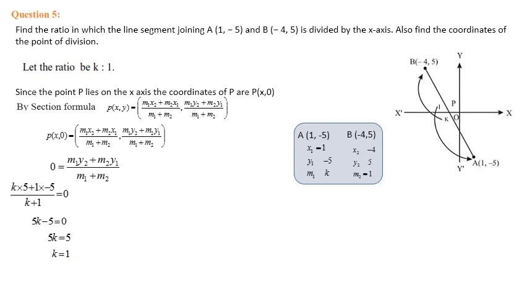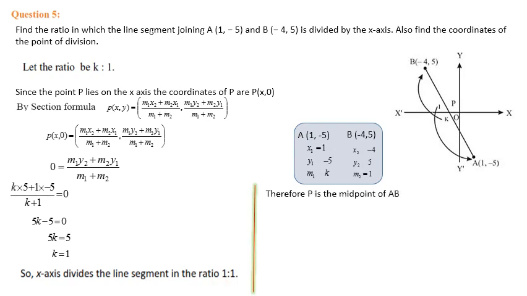Now that we have k, we can write the ratio. The x-axis divides the line segment in the ratio k is to 1, and since k is 1, it is 1 is to 1. A 1 is to 1 ratio means equal division, or bisection. Therefore, P is the midpoint of AB. P is dividing the line segment equally.